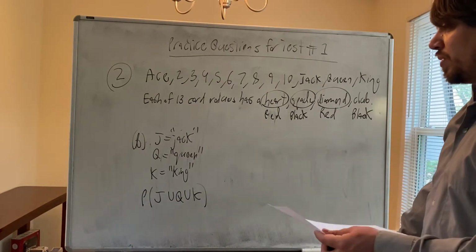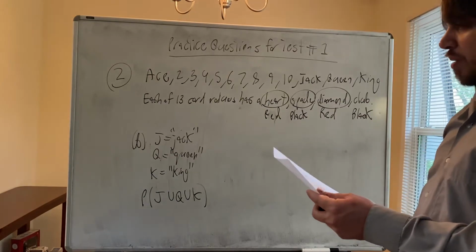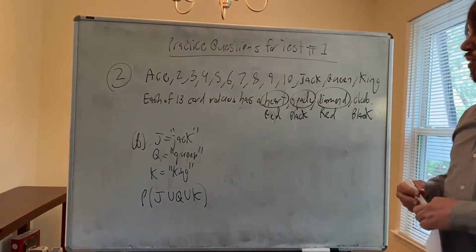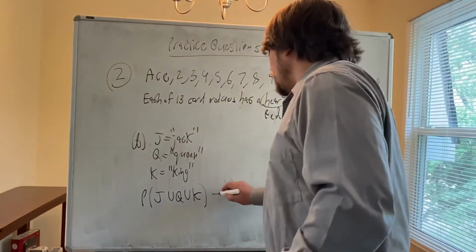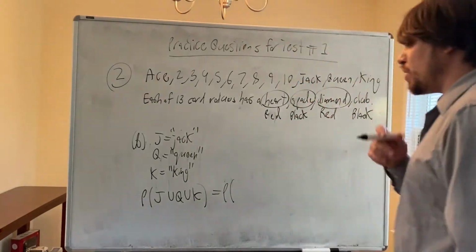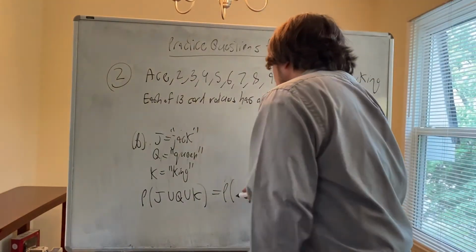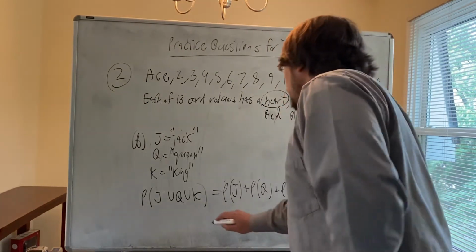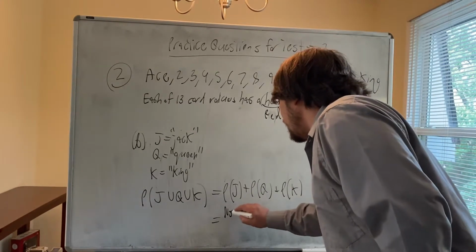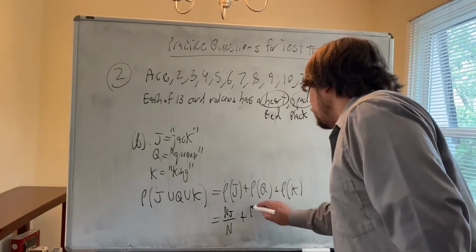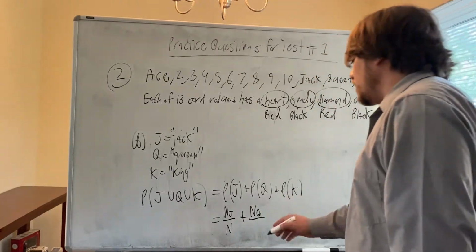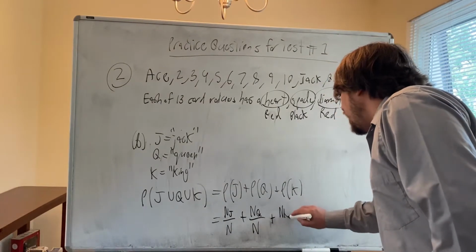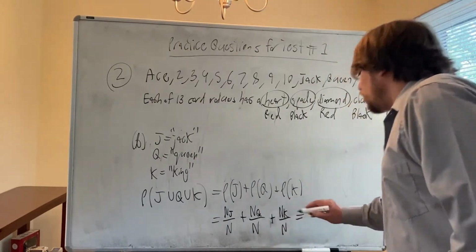Well, they're all mutually exclusive events, right? The event of drawing a jack, the event of drawing a queen, and the event of drawing a king are all mutually exclusive. And so the probability of their union is the sum of their respective probabilities. So the probability of drawing a jack union queen union king is the probability of drawing a jack plus the probability of drawing a queen plus the probability of drawing a king. That would be n sub j, the number of jacks, over n, the total number of cards in the deck, plus n sub q, the number of queens, over n, plus n sub k, the number of kings, over n.